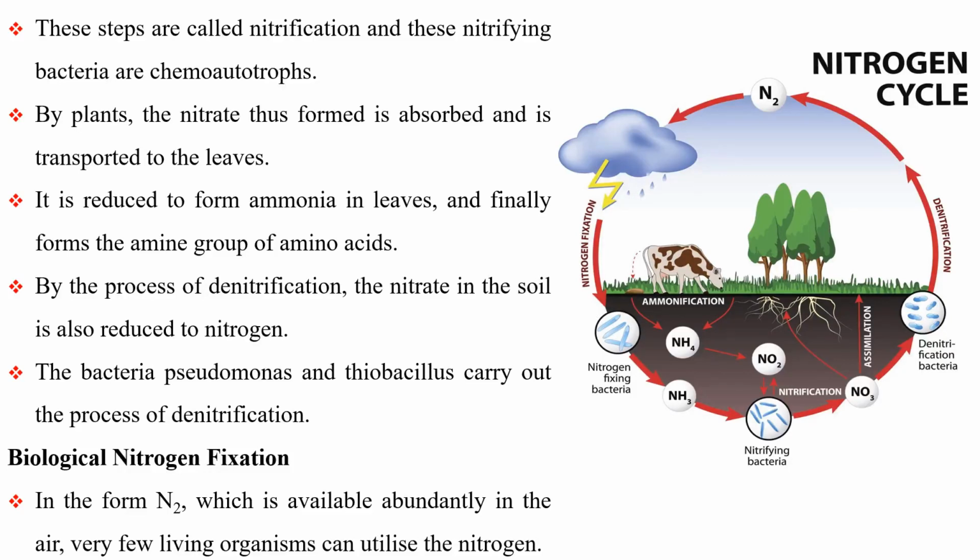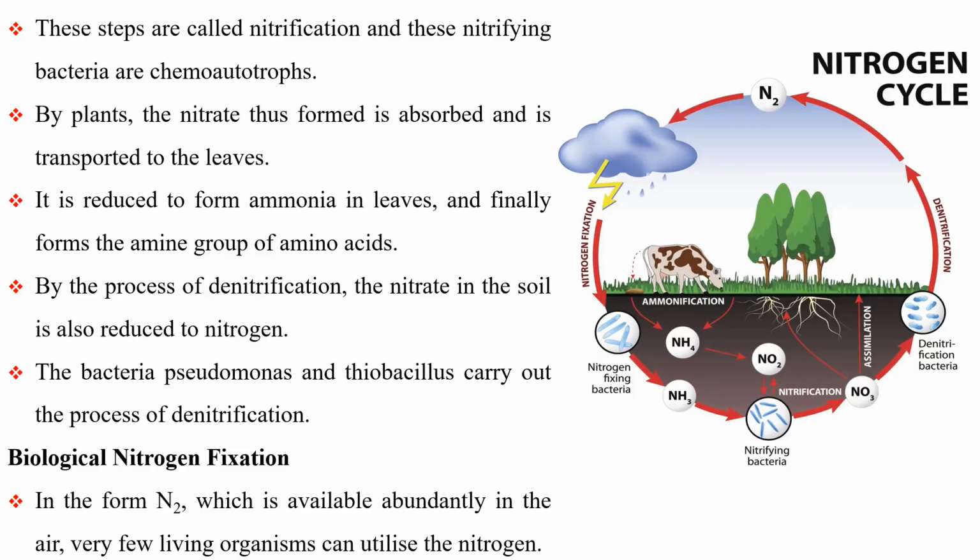The nitrate thus formed is absorbed by plants and transported to the leaves. It is reduced to form ammonia in the leaves and finally forms the amine group of amino acids. By the process of denitrification, the nitrate in the soil is also reduced to nitrogen. The bacteria Pseudomonas and Thiobacillus carry out the process of denitrification.